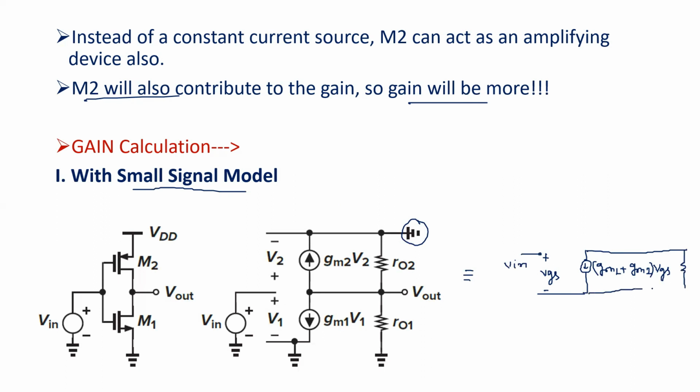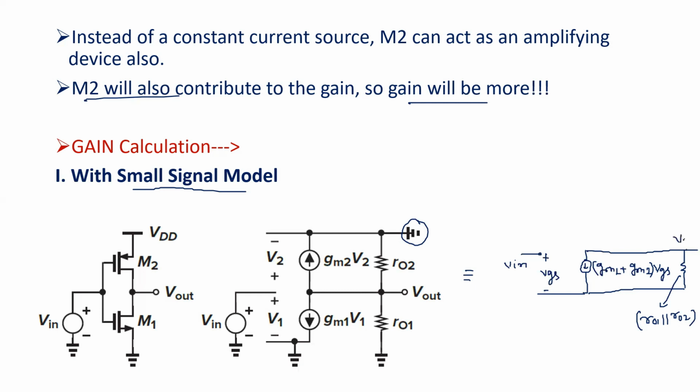So this is a symmetric structure. If I take the above structure and overlap it over this lower structure, we will get this structure. So this impedance is nothing but Rout1 parallel to Rout2. From this small signal model, if you apply KVL and KCL properly, you will get this.